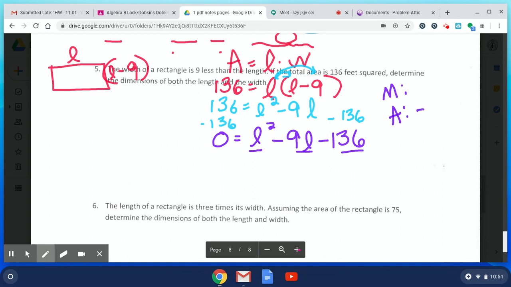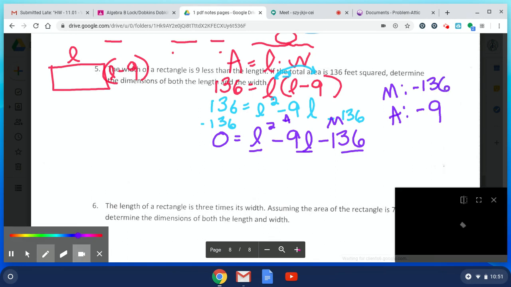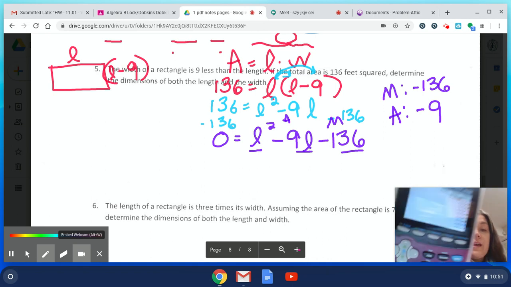-9 for M. Negative 9 is going to be our A, actually. So remember, it goes alphabetically. A is in the middle, and M is over here at the M. So the M is going to be our negative 136. Thank you, Ian. So in this case, this is where having the graphing calculator is going to help us.